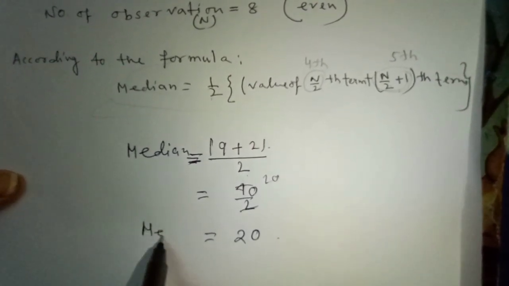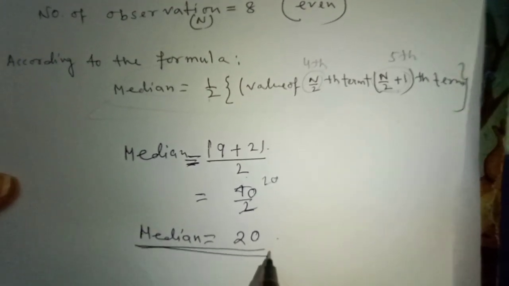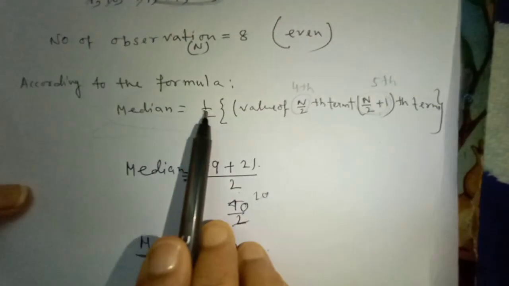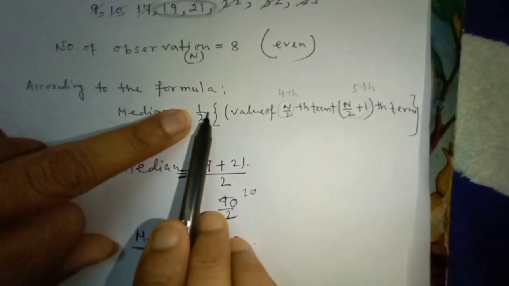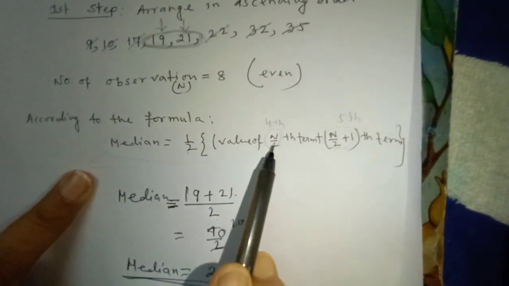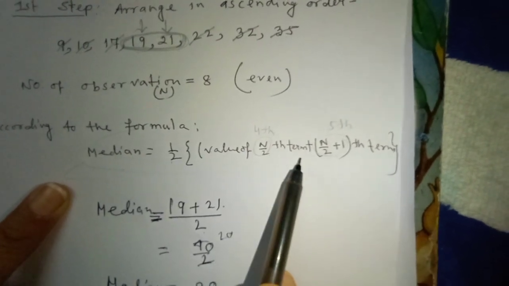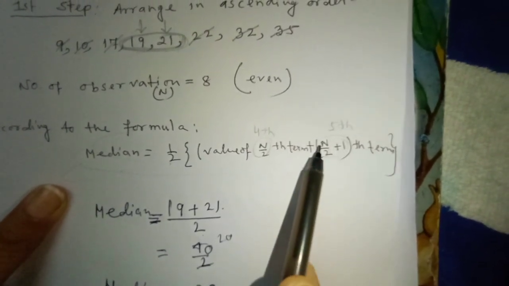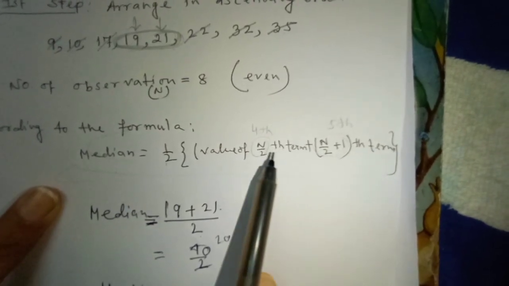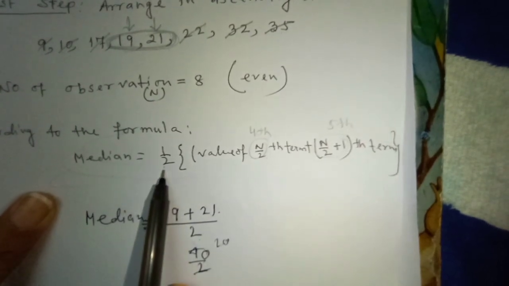So the median is 20. If you use the formula, it also tells the same thing. Half means to find the average. Which values' average do you have to find? N by 2 means 8 by 2 means the 4th, plus n by 2 plus 1, 4 plus 1, the 5th observation. You have to find the sum of the 5th term and 4th term, then divide by 2.